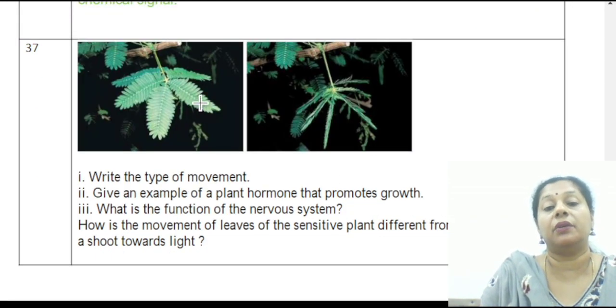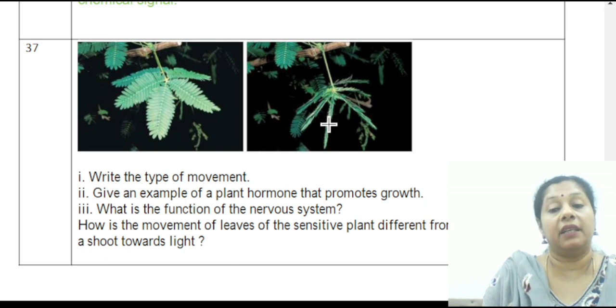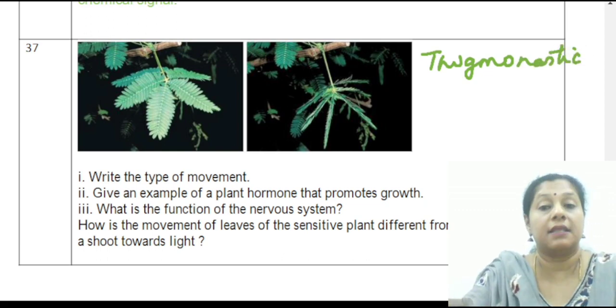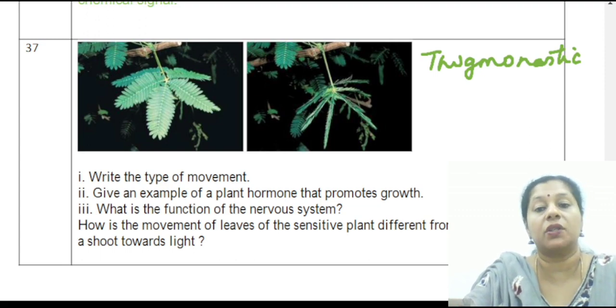In this picture you are seeing touch me not plant. Once it is without any stimulation, when it is touched. There are two types of movements in plants, growth dependent and growth independent. This is a growth independent movement. Write the type of movement here, actually it is a thigmonastic movement, where it is in response to stimulus touch, so the word thigmo. Okay, and also it is irrespective of the direction of the stimulus.